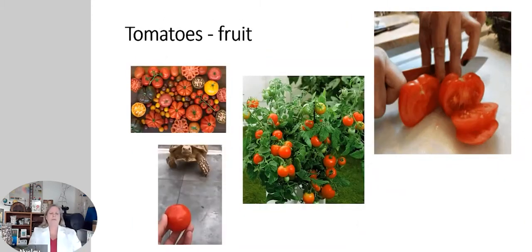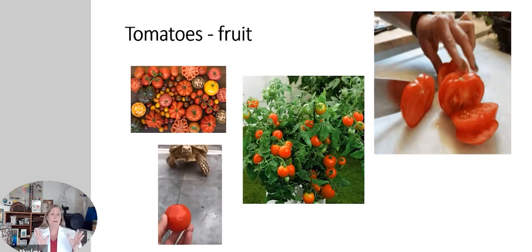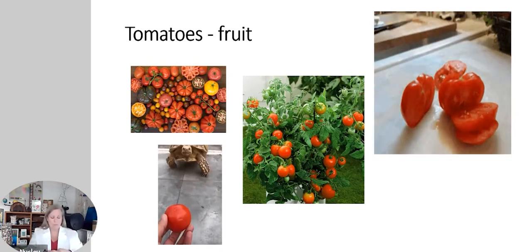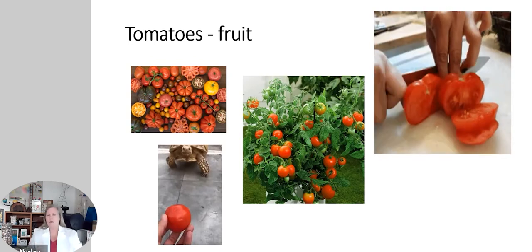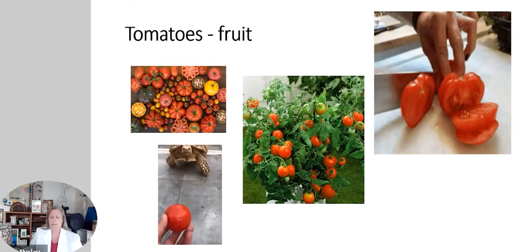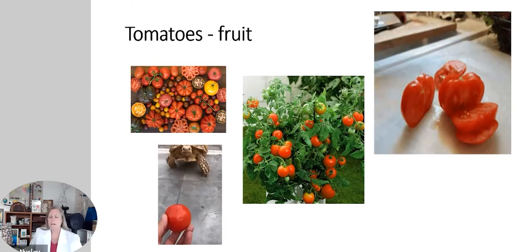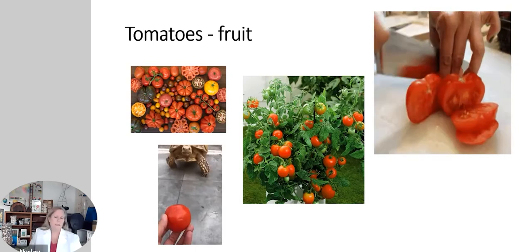Tomatoes, we use tomatoes in a lot of different ways. You see a tomato plant there in the middle. Again, they're all different kinds of tomatoes, different ways they can grow. We can eat these tomatoes raw or cooked. You see the person that's cutting them there. The plant is protecting that seed. See the small little white seed on the inside? Yeah, but it's got that fleshy fruit on the outside protecting those seeds.